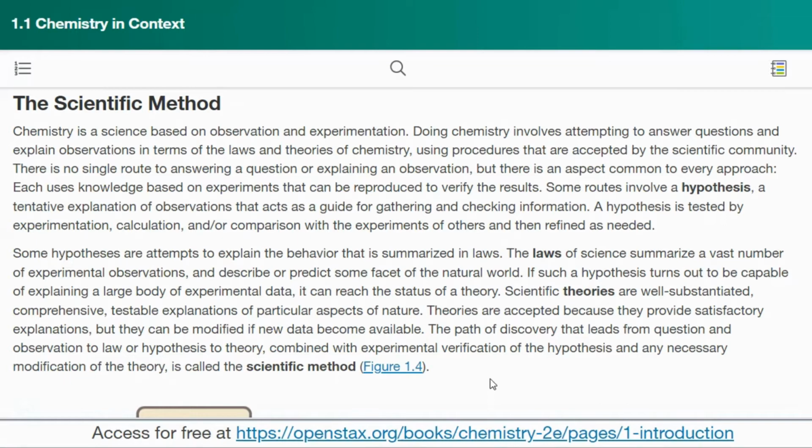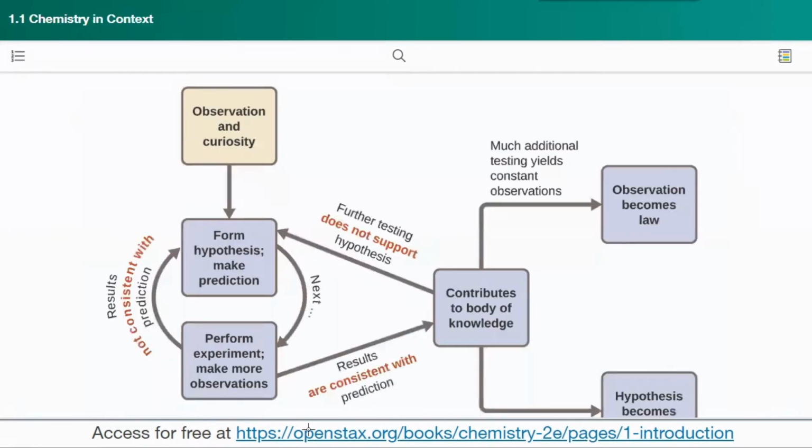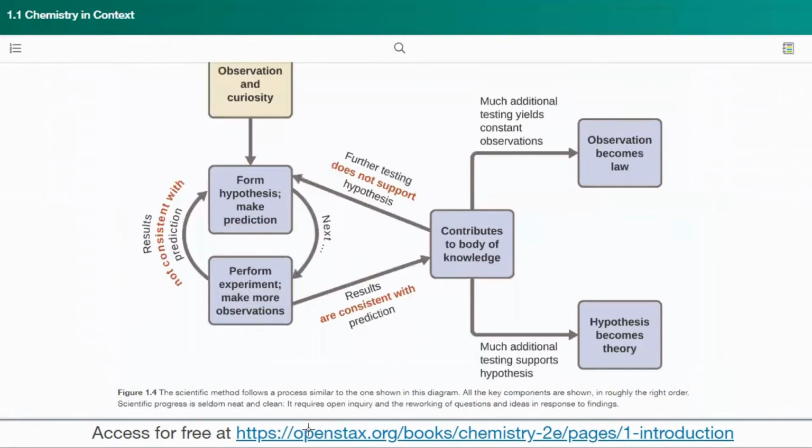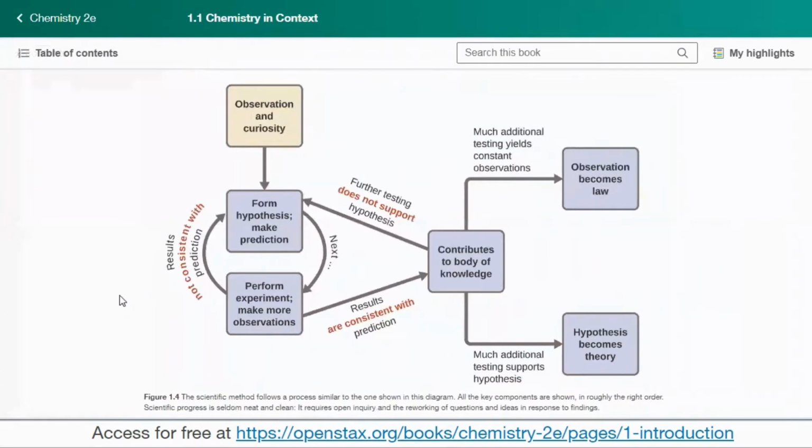Figure 1.4. The scientific method follows a process similar to the one shown in this diagram. All the key components are shown in roughly the right order. Scientific progress is seldom neat and clean. It requires open inquiry and the reworking of questions and ideas in response to findings.